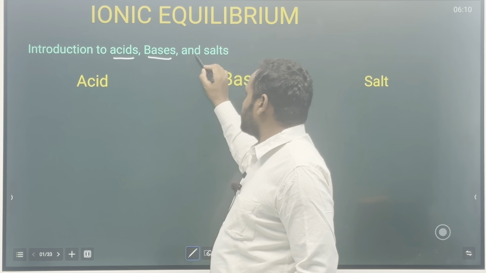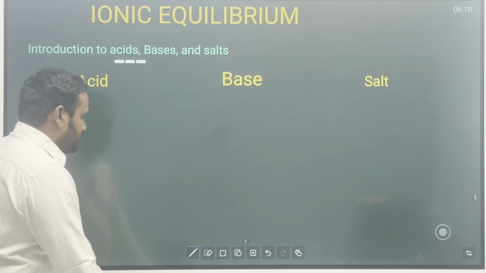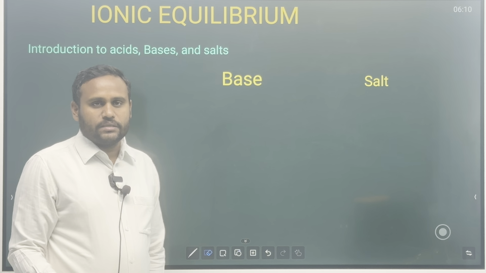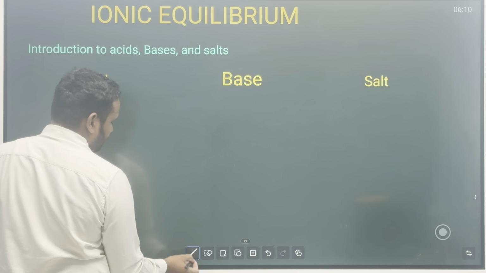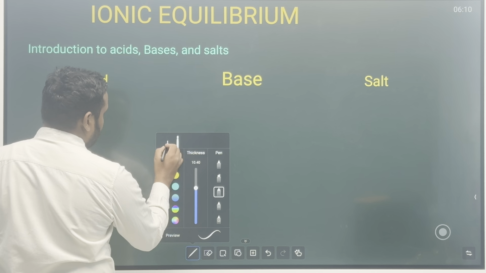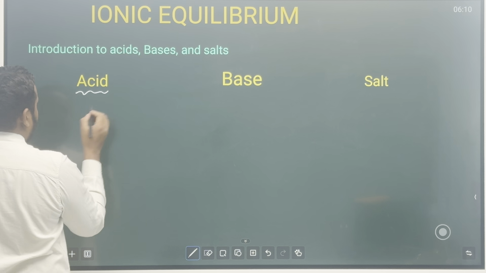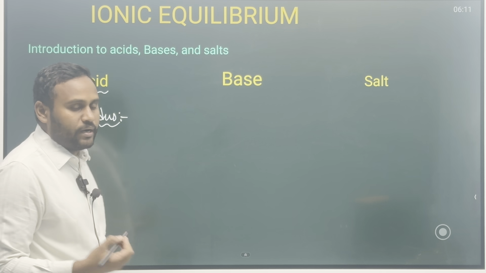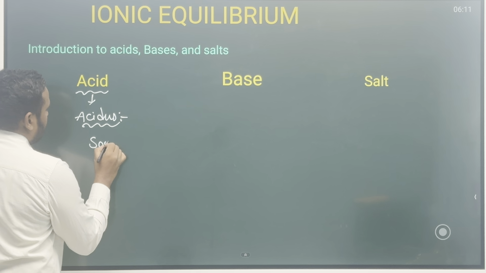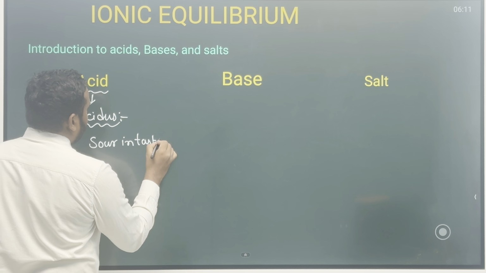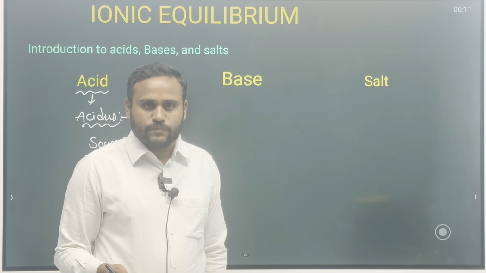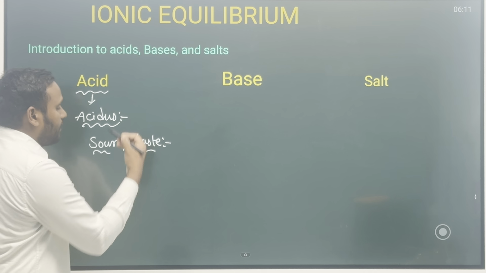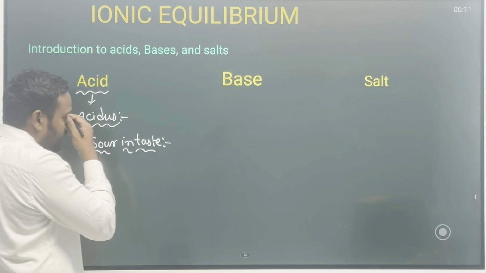First of all, acids, bases and salts. In your lower classes you might have studied what an acid, a base and a salt are. The word acid is derived from acidus, which means sour in taste, like lemon, orange, all citrus fruits and raw apples. The substances which are sour in taste contain acids.